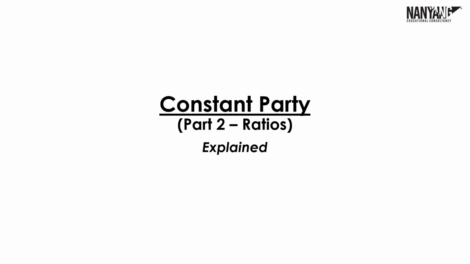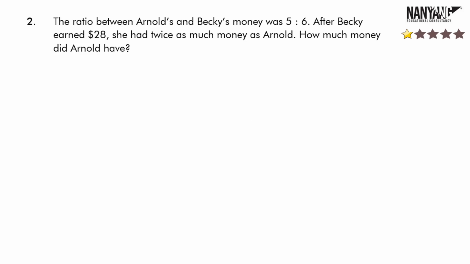Now that we have learned how to do the questions, let's attempt another one. The ratio between Arnold and Becky's money was 5:6. After Becky earned $28, she had twice as much money as Arnold. How much money did Arnold have? Now feel free to pause the video and attempt the question first. You can resume the video once you're ready.